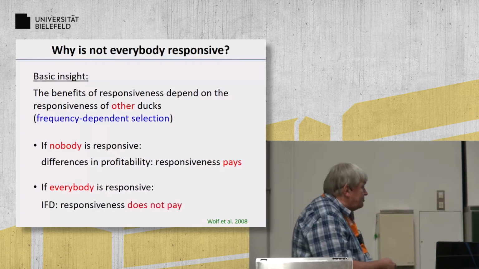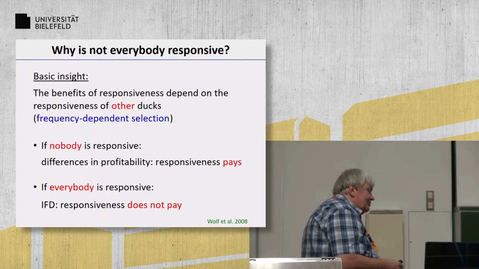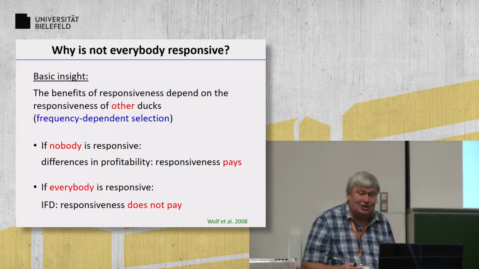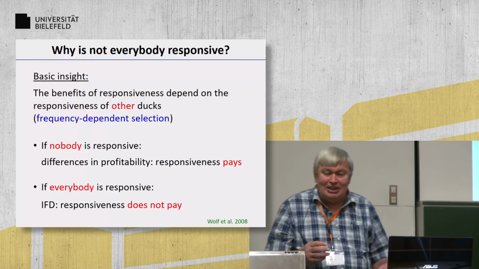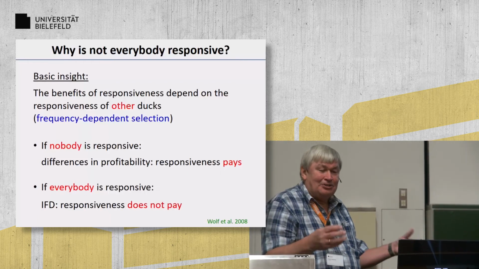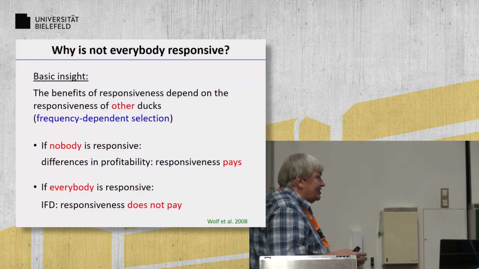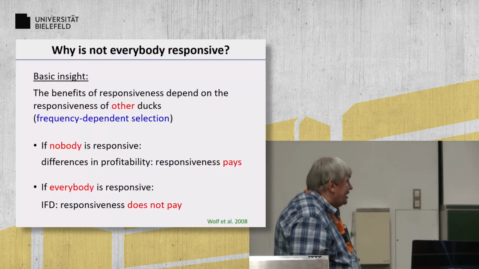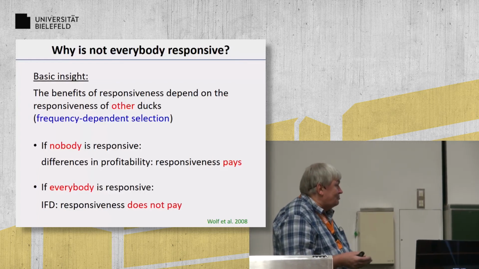On the other hand, if everybody is responsive, then what we get is an ideal free distribution. Then immediately everybody would distribute over the pond in such a way that the intake rate is the same on both sides.